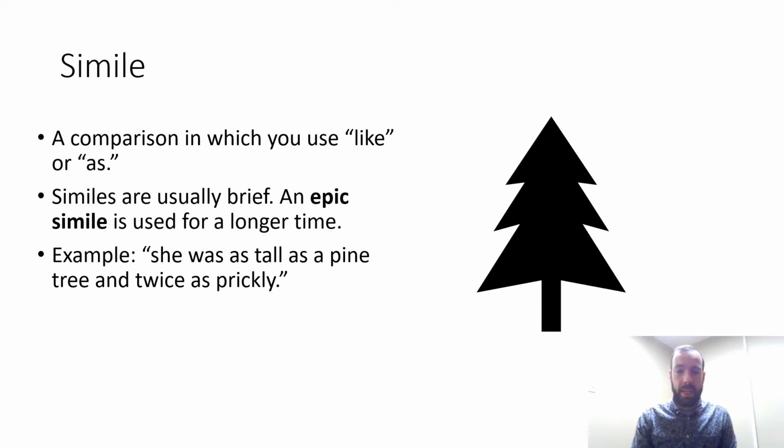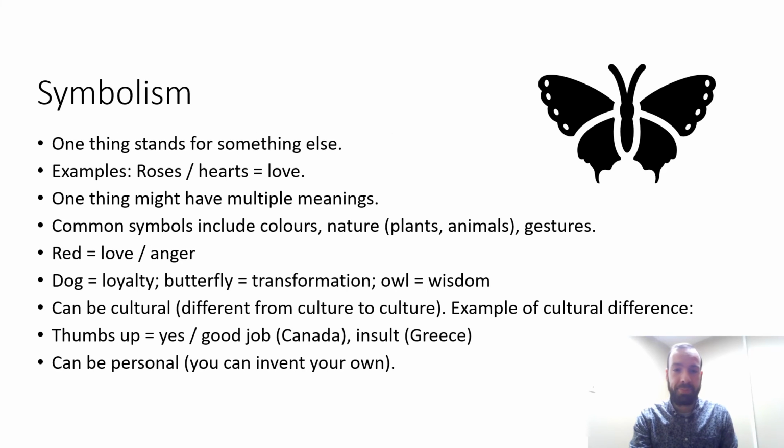For example, here's just a common simile. It says, "She was as tall as a pine tree and twice as prickly." Okay, so we've used the word as, which is a comparison word. She's like a pine tree. And there's two ways that she's like a pine tree. She's really tall and she's kind of pokey. Great example of simile.